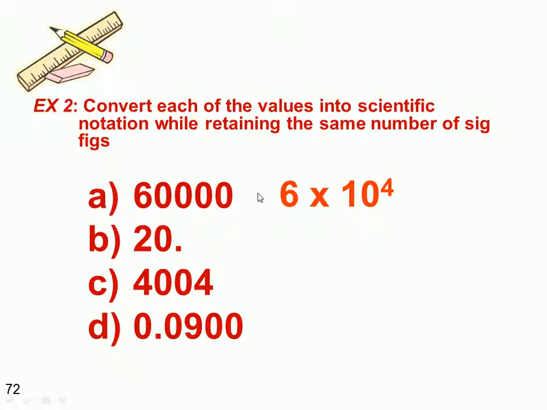Notice that the number of sig figs has been retained. There's only one sig fig in this value because there's no decimal here. Therefore, the scientific notation value has to also have one sig fig.